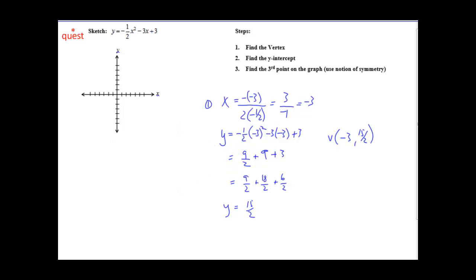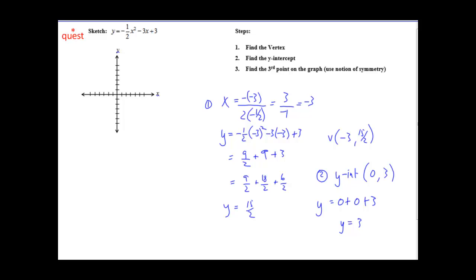Okay, so number 2 says find the y-intercept. Well, we know the y-intercept is at x equals 0. So if we plug in 0 back to our equation, you're going to get y equals 0 plus 0 plus 3. So y equals 3, so the y-intercept is 0, 3.